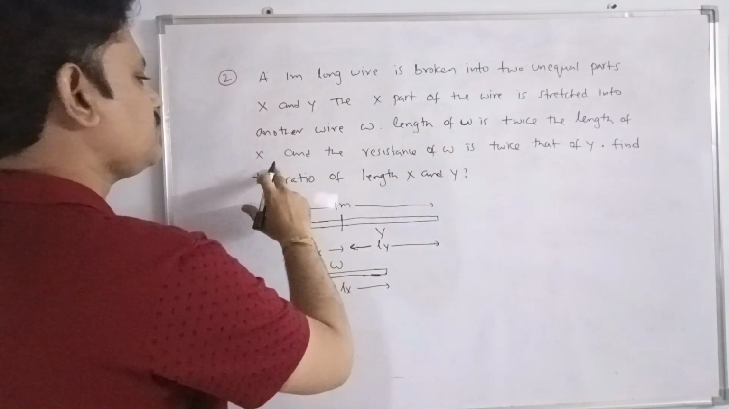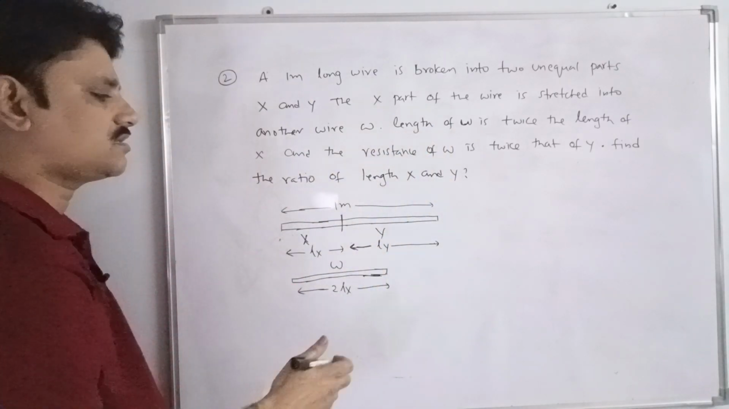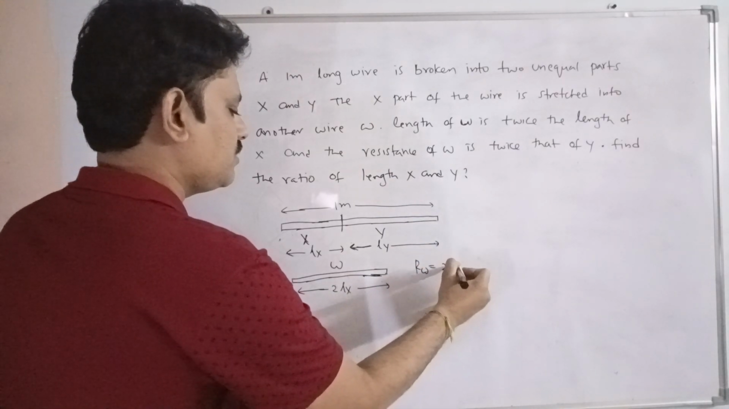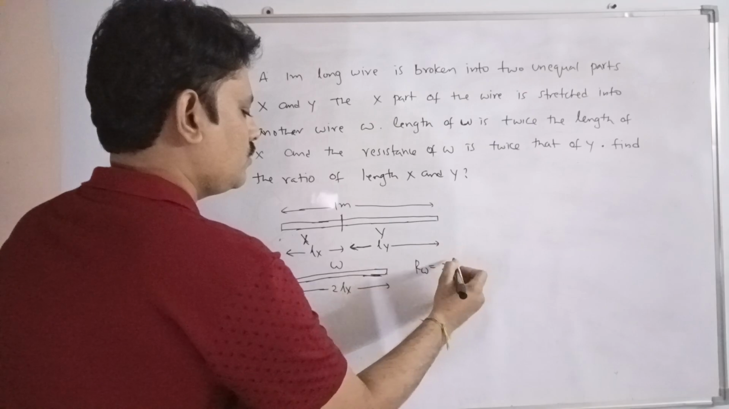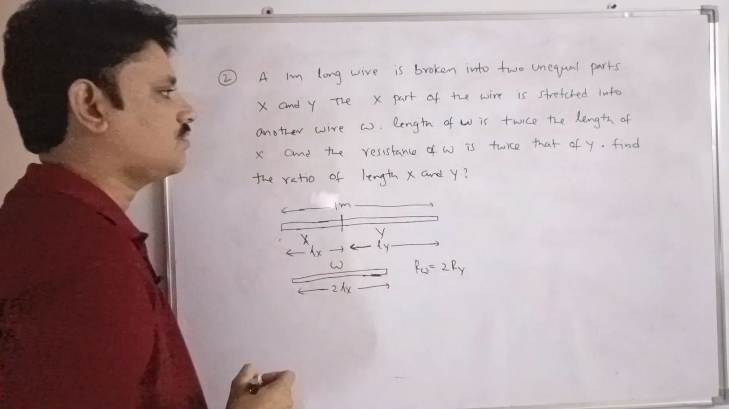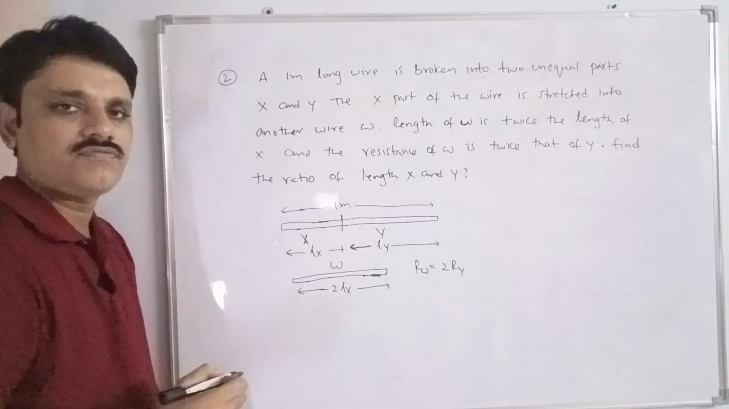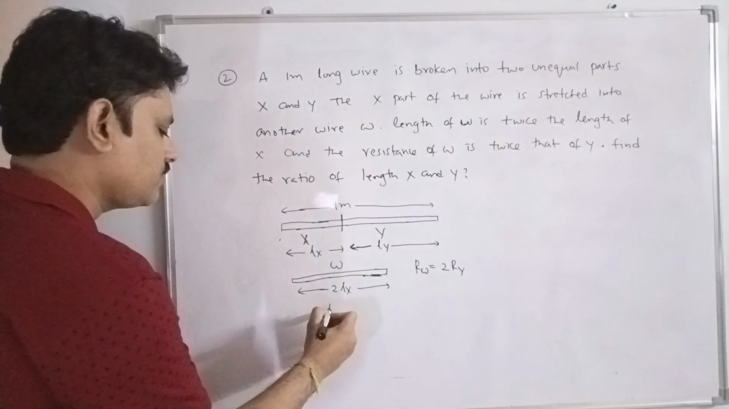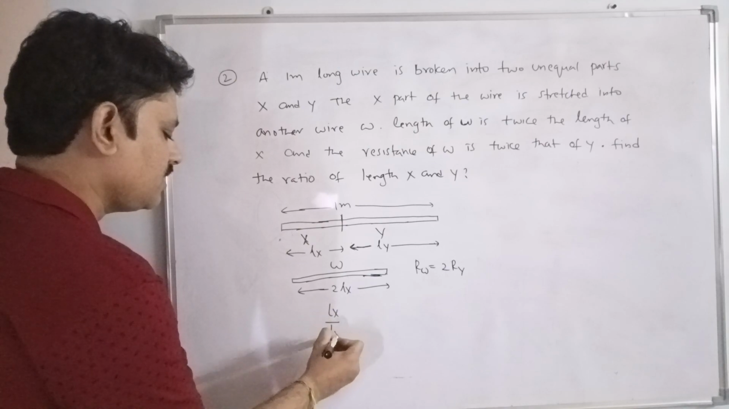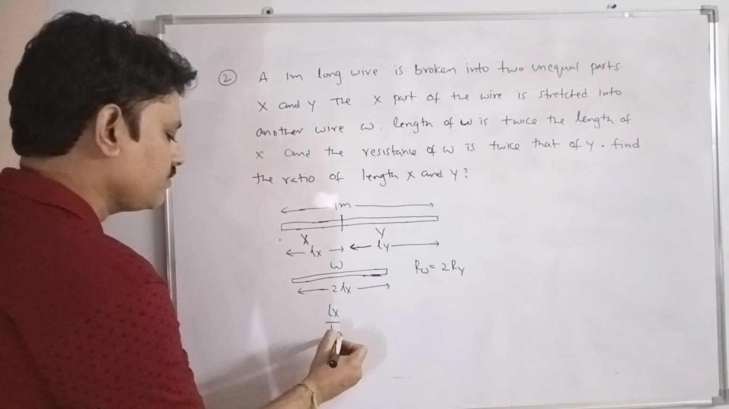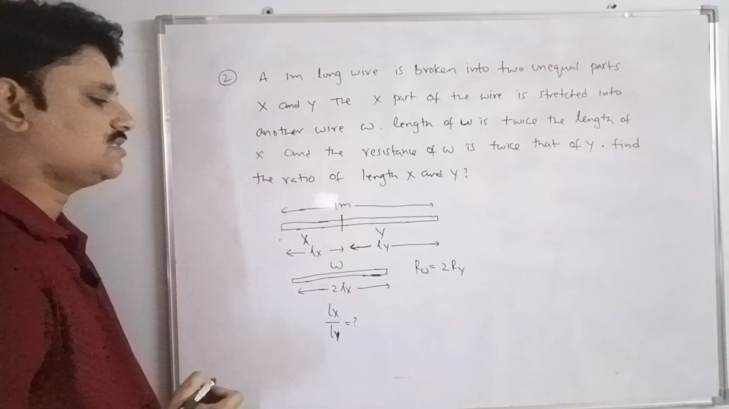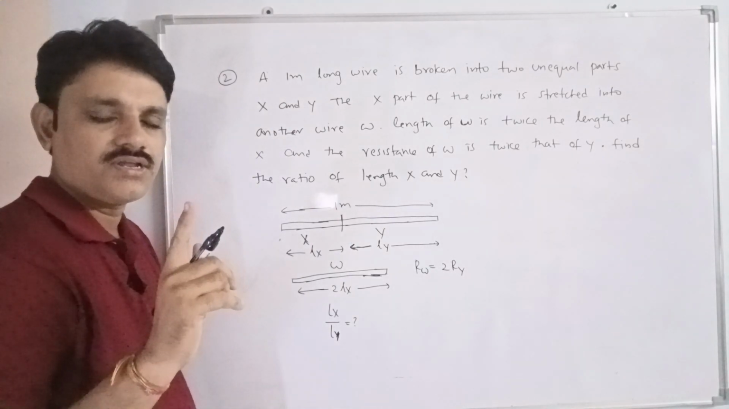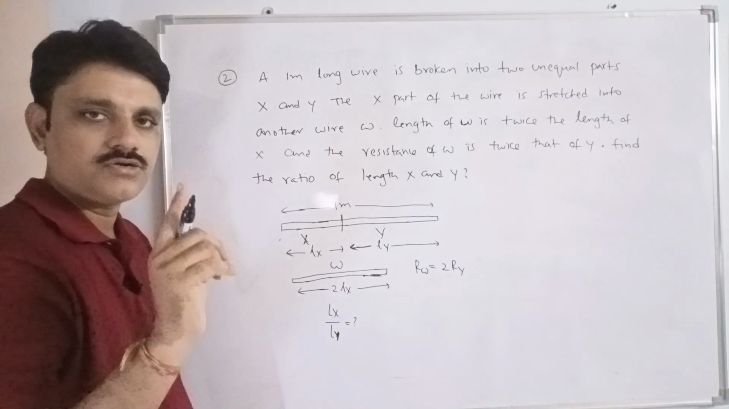And next, the resistance of W is twice that of Y. Let us suppose the resistance of W is Rw, which is equal to 2 into the resistance of Y. Then find the ratio of lengths of X and Y. The question is, what is Lx and Ly? What is the ratio between these two lengths? Okay, so here a 1 meter length of wire is given, which makes two parts.